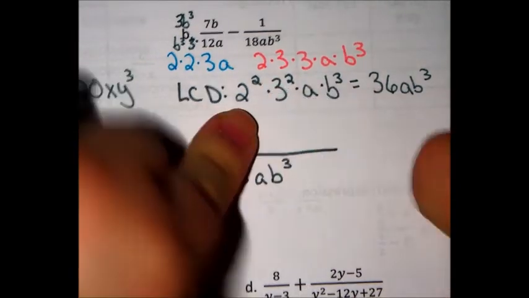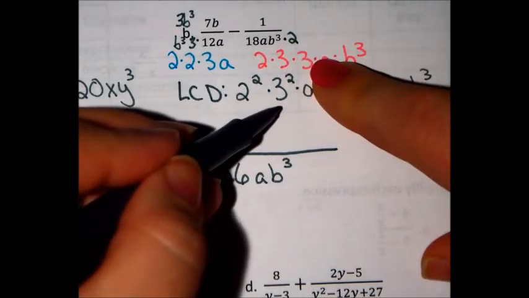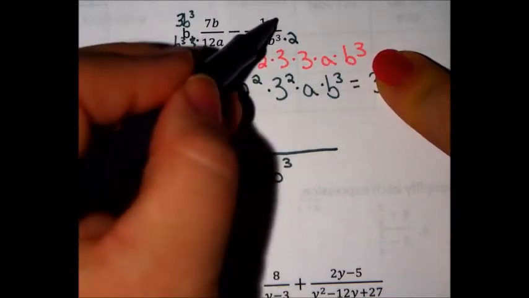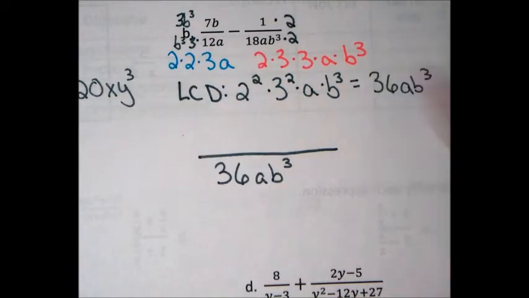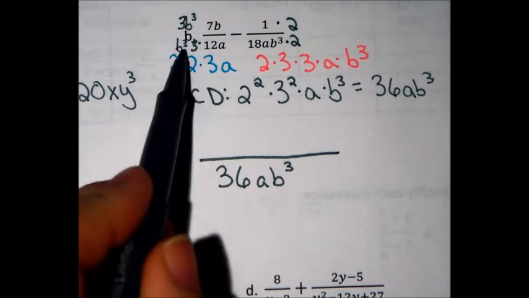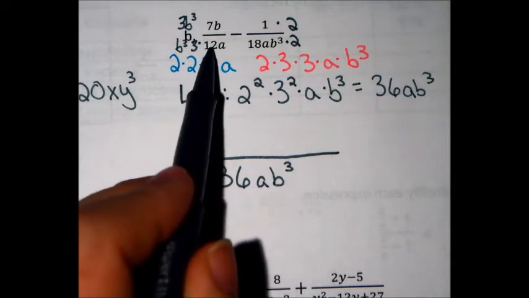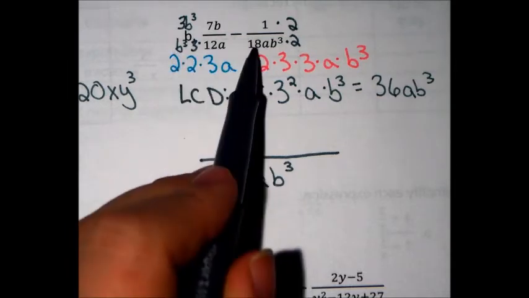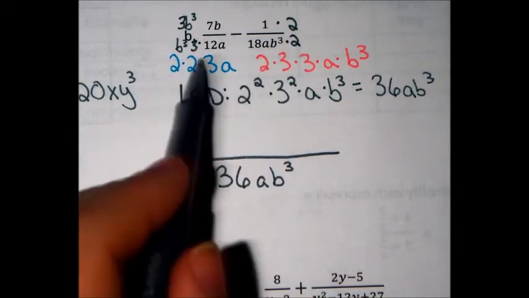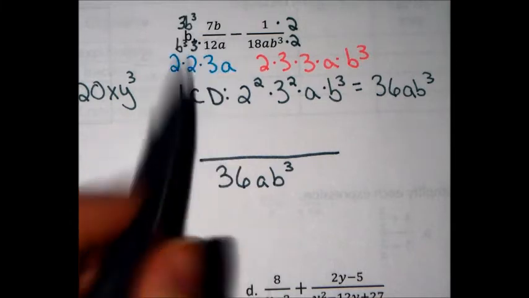For the other one, it had 1, 2, but it needs one more. It had the 2 3's. It has an A, and it has all 3 B's. So it only needed to be multiplied by a 2 on the top and the bottom. Check your denominators to make sure that they multiply to equal 36AB cubed. 3 times 12 is 36AB cubed. 18 times 2 is 36AB cubed. So I know that I've multiplied by the right part on top and bottom.